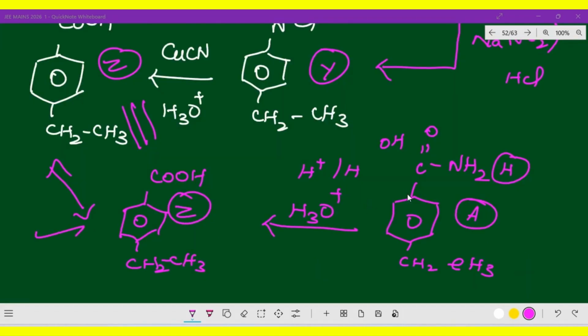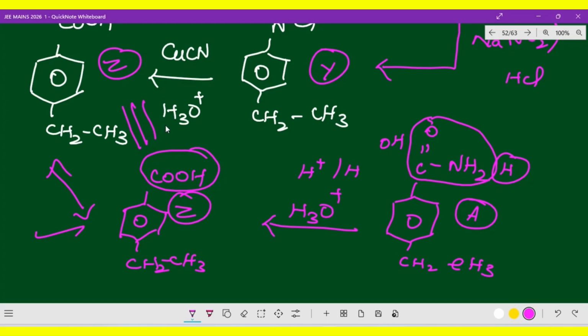One more point I would like to mention. This is an amide group, right? The amide group is directly converted to carboxylic acid in the presence of H3O+. That is a basic concept, where an amide can be converted to carboxylic acid through hydrolysis. That is what I mentioned at the start also.